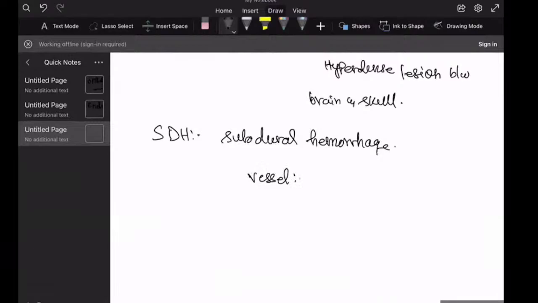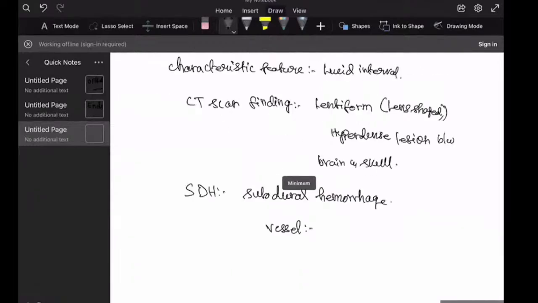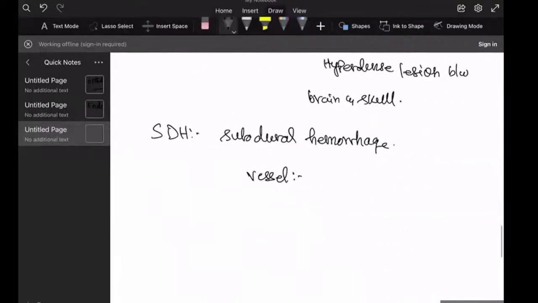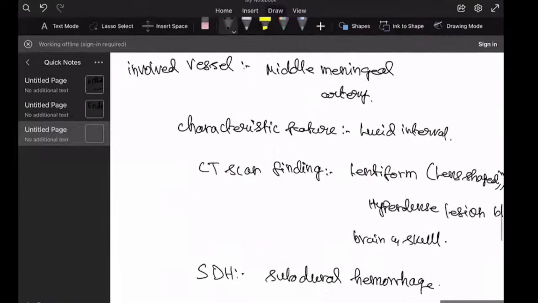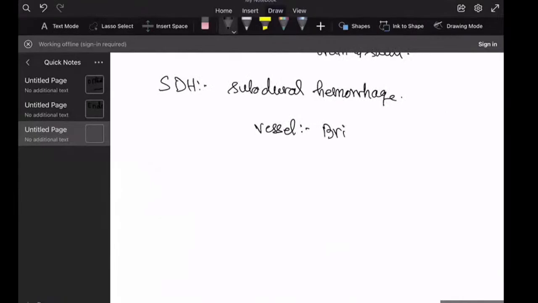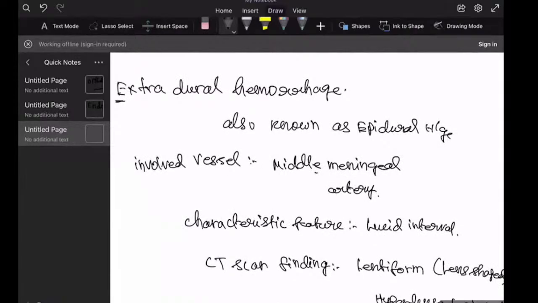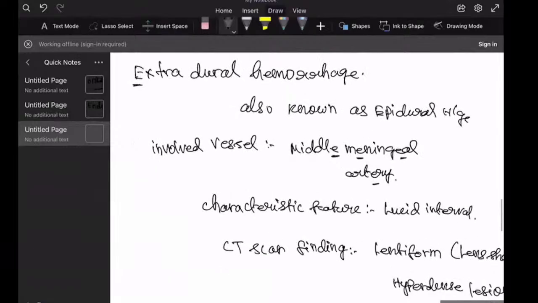Involved vessel in subdural hemorrhage is, yes? Middle meningeal artery? No, just now we learned middle meningeal artery is in extradural hemorrhage. Bridging vein. Please don't get confused. In extradural or epidural, it is the middle meningeal artery. In subdural hemorrhage, it is the bridging veins. You can remember with extradural E, middle meningeal artery. So subdural hemorrhage involves the bridging veins.